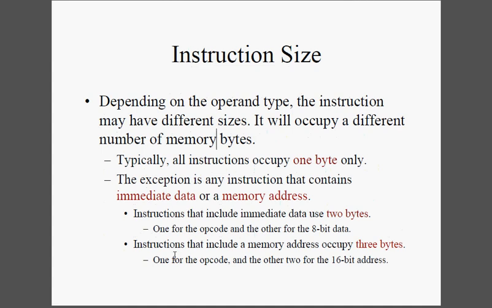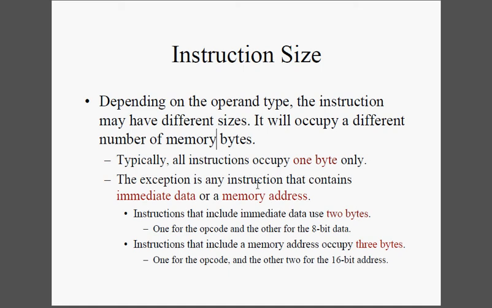Depending on the operand type, the instruction may have a different size. The instructions have their own size based on how many operands you have, so they will occupy a different number of memory bytes. Typically, all instructions occupy 1 byte only, meaning only 8 bits.